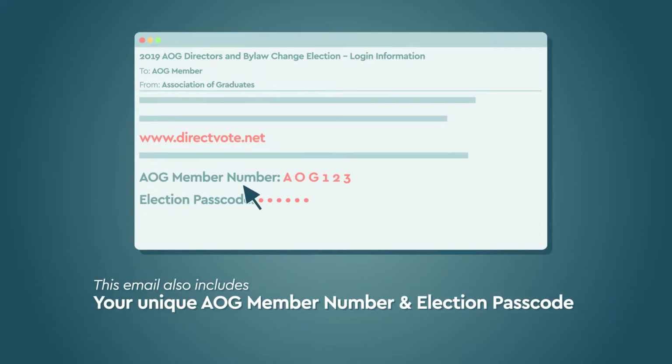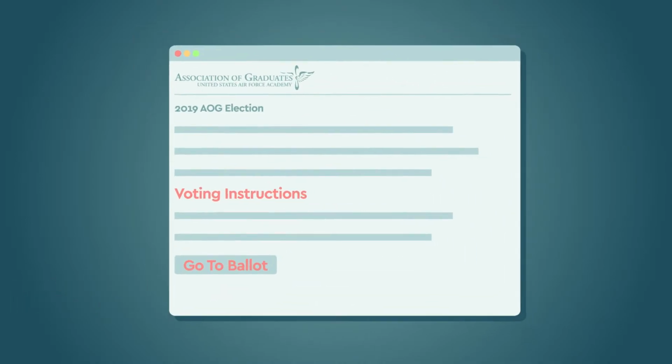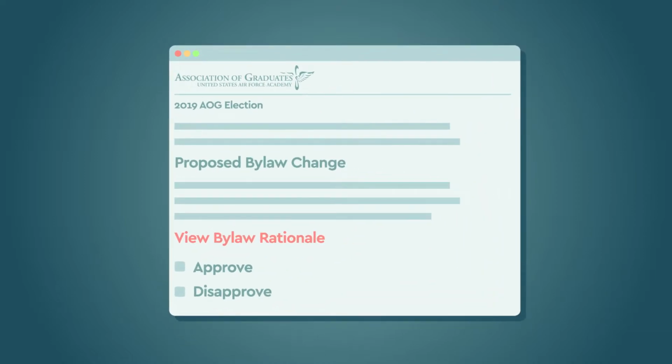This email also includes your unique AOG member number and election passcode. You'll need those to log in and cast your ballot. If you'd like further instruction on how the voting website works, click on Voting Instructions. Otherwise, click on Go to Ballot to begin voting. Once you've reached your ballot, please read it carefully.